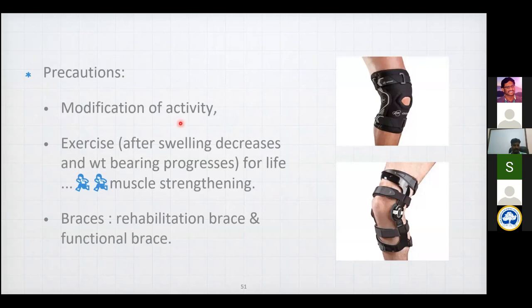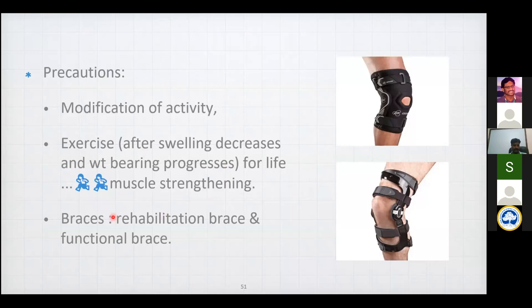The precautions that we have to take is modification of activities, because we want the person to be active. We don't want them to lie on the bed. Athletes, they don't want to lie on the bed after an injury. They want to continue with the good limbs, the good parts of the body which are not injured. So modification of activities are prescribed. Exercises after swelling decreases and weight bearing progresses. We have to do exercise for life, whether injured or not injured. So when you are injured, you have to be more careful and exercise regularly.